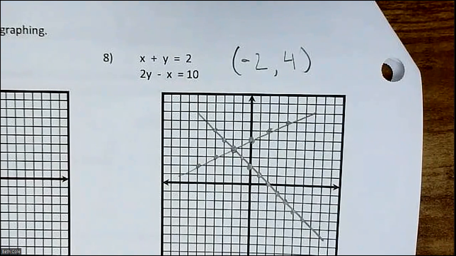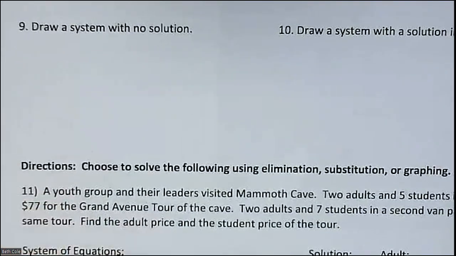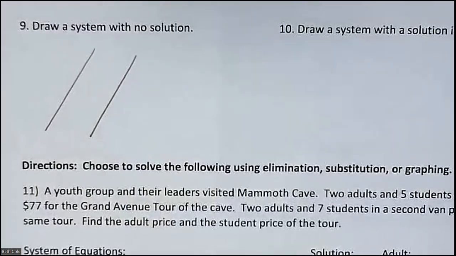So let's do number 9. Bless you. Draw a system with no solution. You just did this on the vocabulary thing where you're putting them together. What will it look like if there's no solution? Yeah, they will not intersect. Parallel lines. They just look like that. What was infinite? Yeah, one line. It looks like one line because they're right on top of each other.